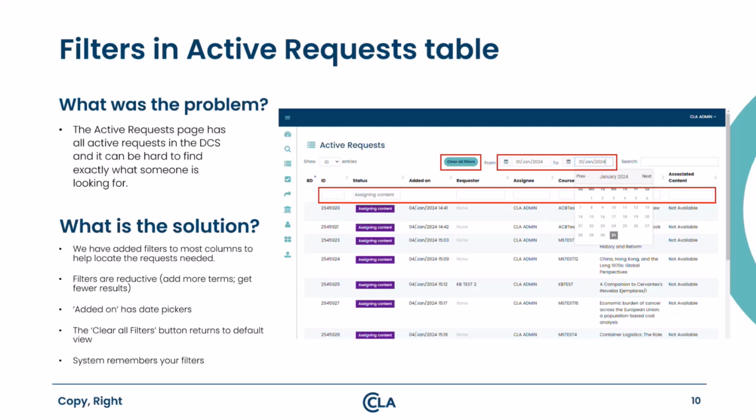On the active request page, this is actually now a live screenshot. We've pretty much signed it off. We've got filters now on nearly all of the headings. The filters are reductive, so the more you add, the fewer results you'll get. We've also added a date picker. For the column of the date that it was added, you can choose the date from, the date to, and it will filter down from there.